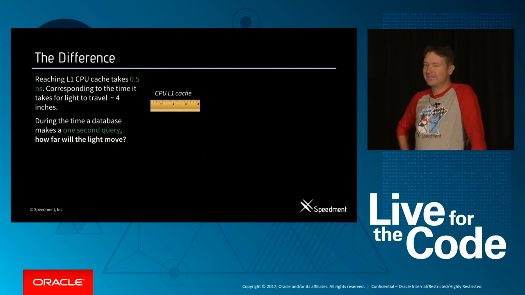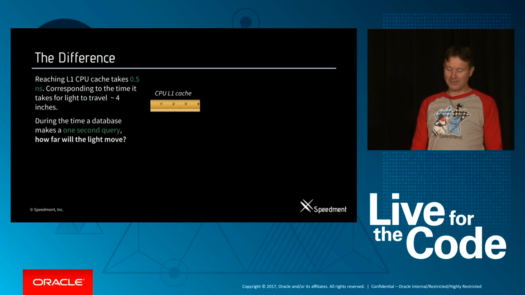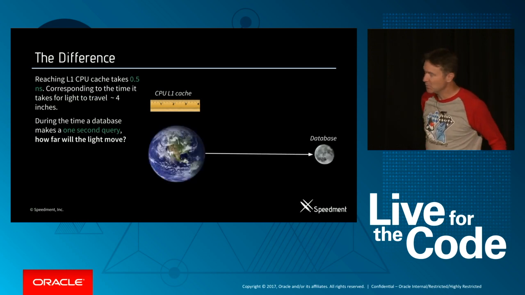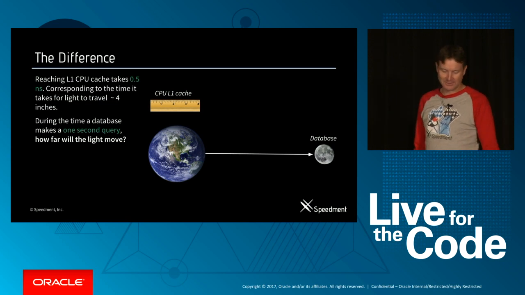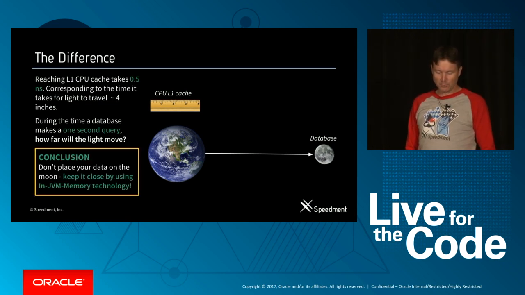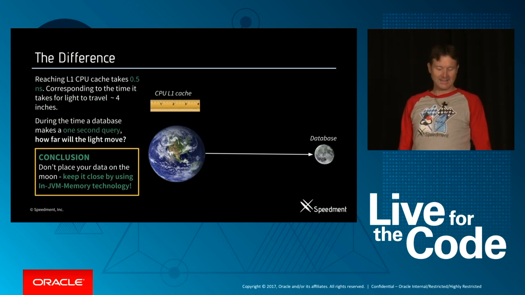That is correct. But I want to use an analogy, so I use the distance to the moon. It's about 1 second. Not really, but almost. So the conclusion here is don't place your data on the moon. Keep it in the JVM.